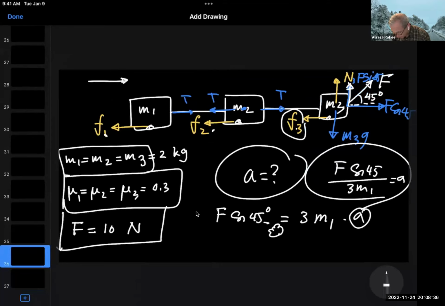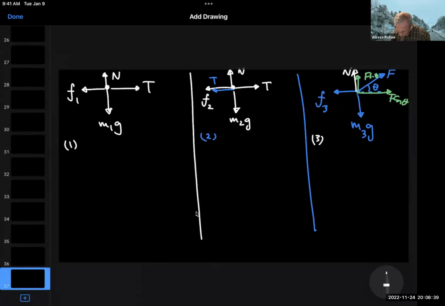Assuming that all objects are moving to the right side, then the frictions are all to the left side. Okay, so let's look at the y directions for all three cases.